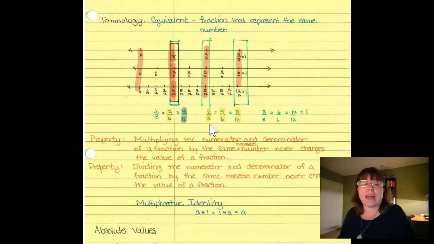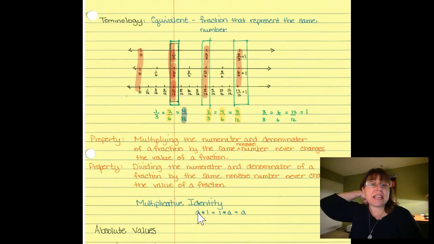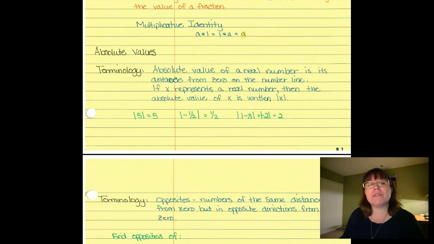One more property we have at our disposal is the multiplicative identity. That means if I take any value whatsoever, a decimal, a fraction, a whole number, and I multiply it by 1, I'll get the same result. So a times 1 or 1 times a will be the same as a. It doesn't change my value. It's the multiplicative identity.